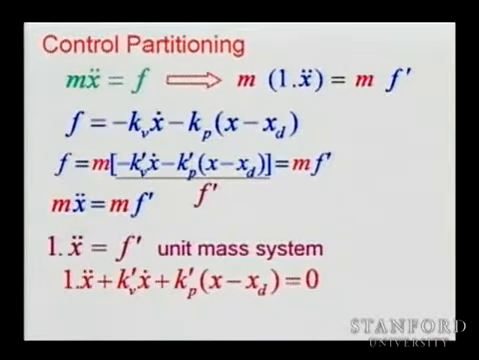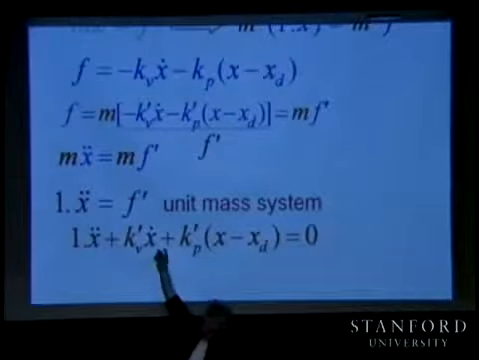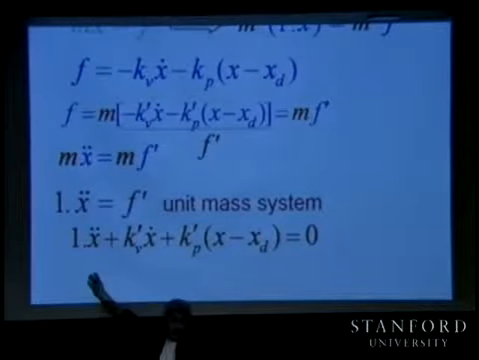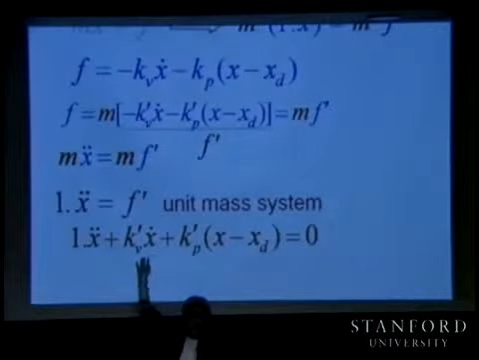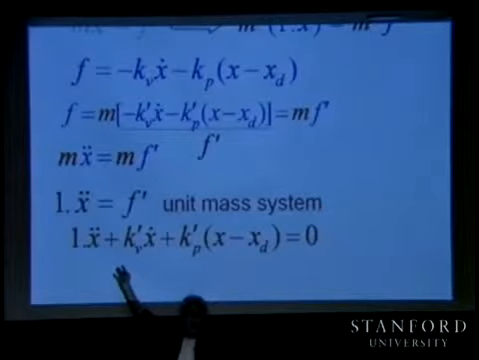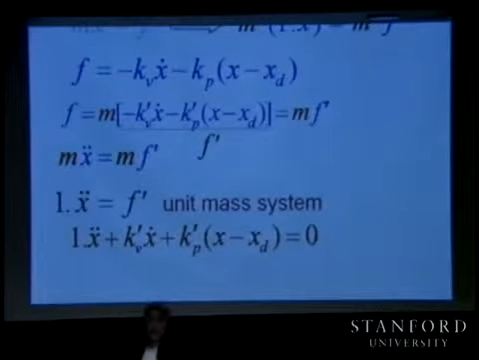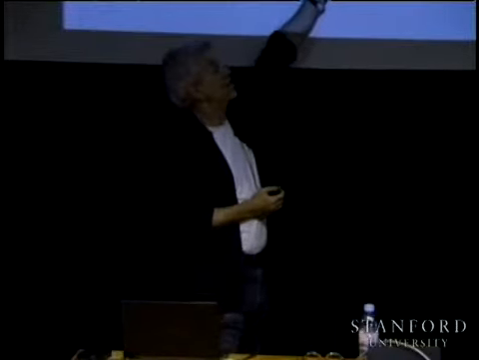The dynamic behavior of the closed loop is like this. So you design your controller for the unit mass, and basically if you scale with that mass, then you have the behavior of the unit mass. Okay, so in this case, what is omega for this system? It is simply the square root of kp prime.